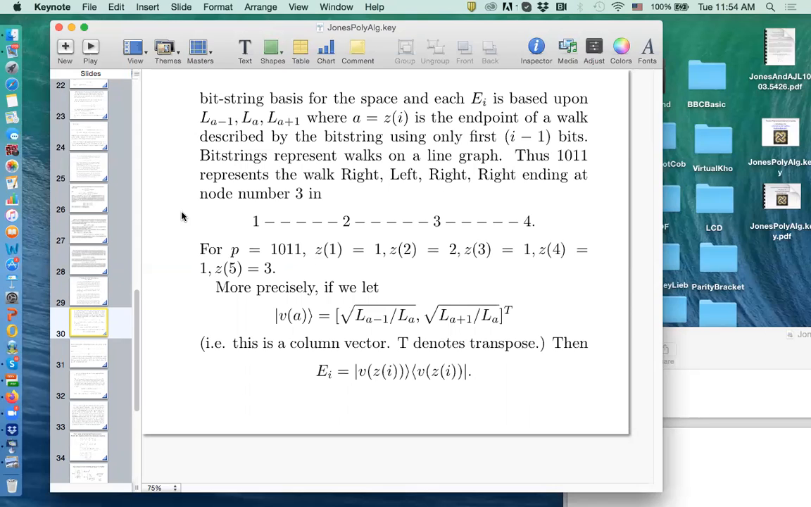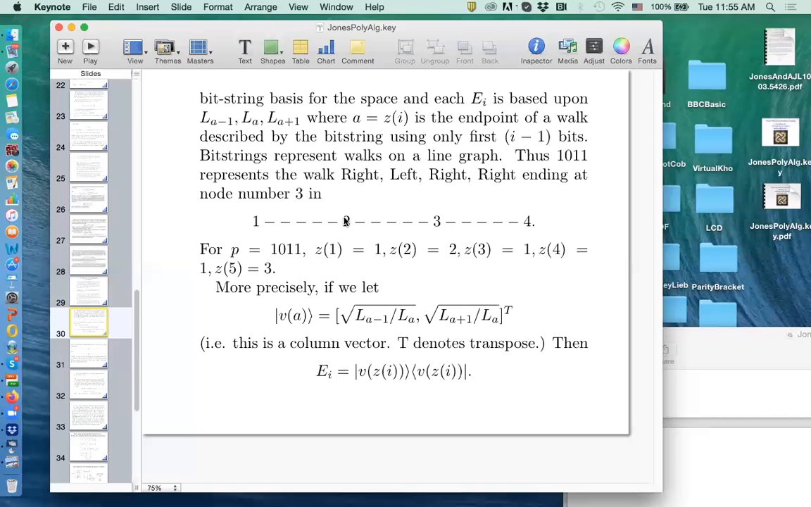As I said, the bit strings represent walks on the line graph, and we could do it one more time just for the heck of it. I have 1, 0, 1, 1, and I have this line graph, so I go 1, 0, 1, 1, and end up at 3. I'm sorry, yes, I wasn't watching my indexing. The last one is 3.